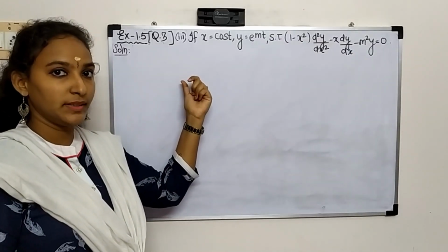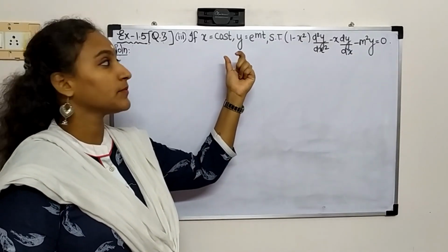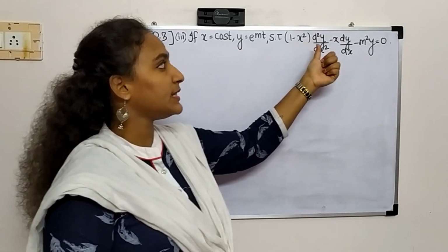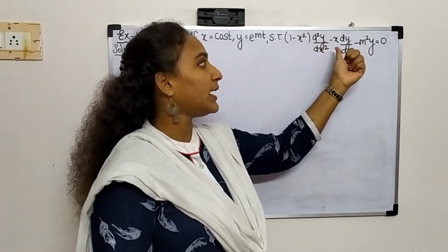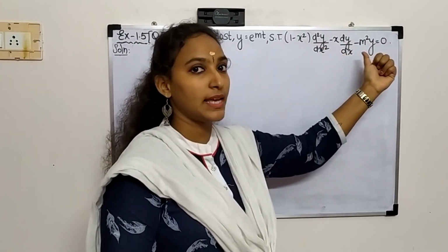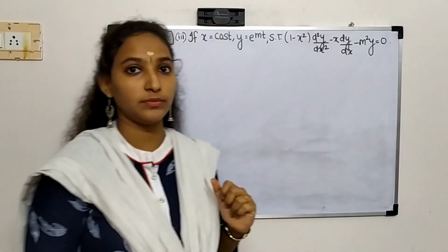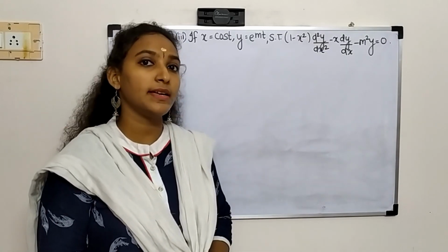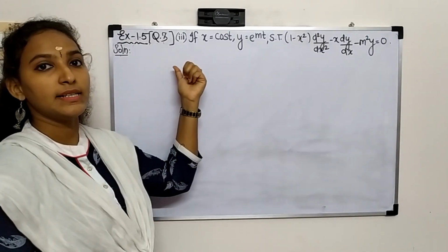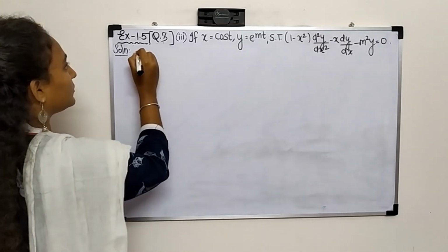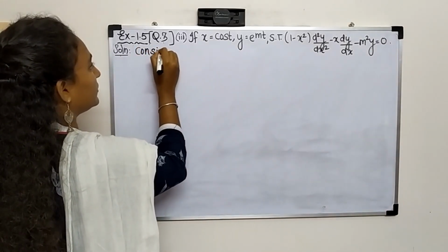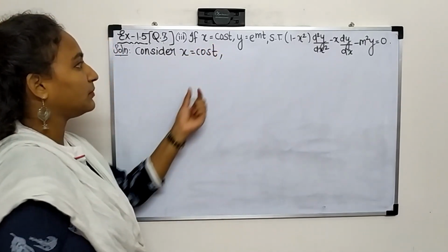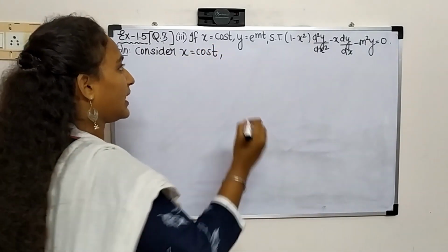Okay, now see question number 3. We have x equal to cos t, y equal to e power mt. Show that 1 minus x square d square y upon dx square minus x dy by dx minus m square y equal to 0. See, I am going to use a different method for solving this problem. Let us see how it works. See here, consider x equal to cos t first. From this, t will be cos inverse of x.